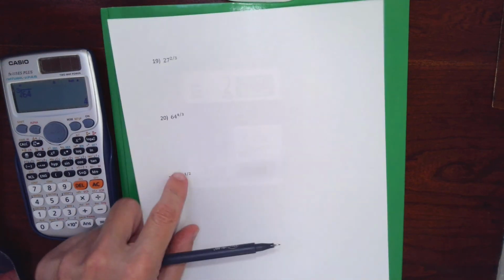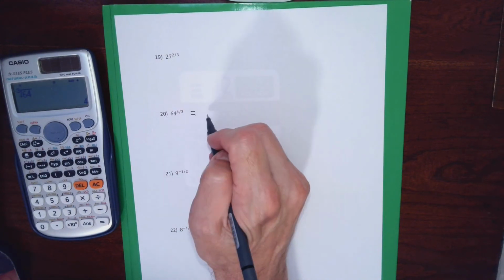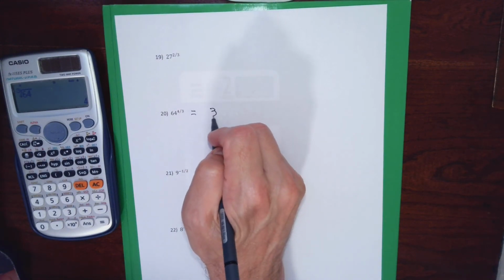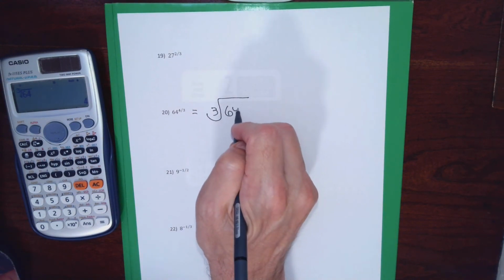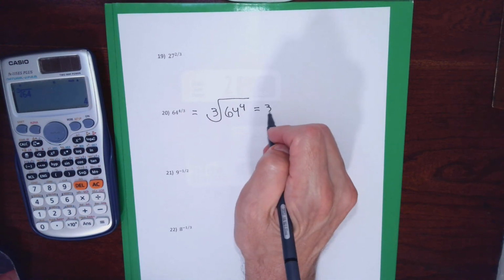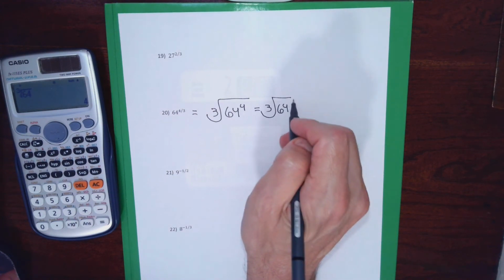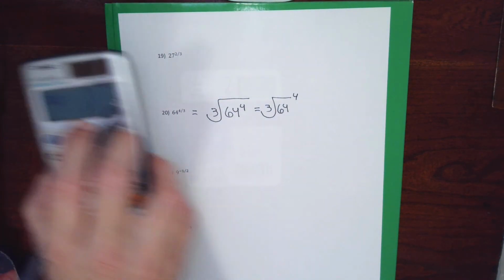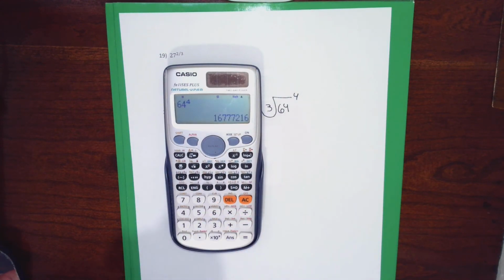I'm going to use my radical sheet, but I'm trying not to use my calculator. 20 wants me to find 64 to the 4/3 power. So I'm going to do the cube root of 64 to the 4th. And I'm going to emphasize that I'm going to do the cube root first and the 4th power second. Because if I try to do 64 to the 4th power, I won't even want to write that down. I'd probably write it down wrong.